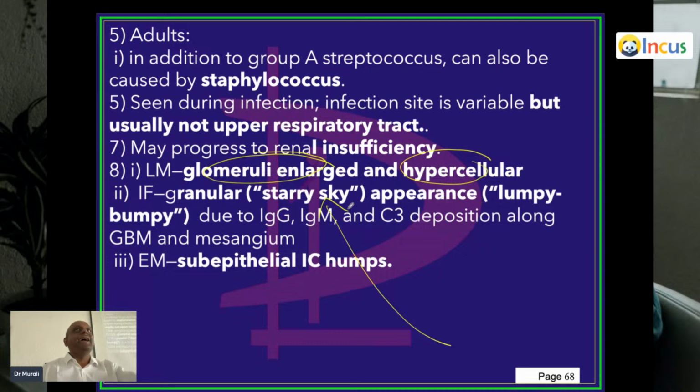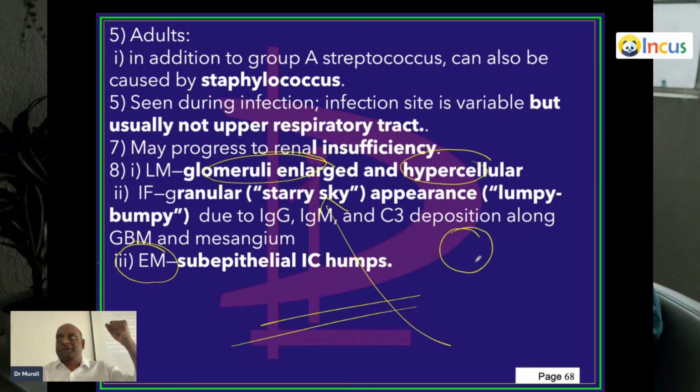Starry sky appearance. Because if you do immunofluorescence, it glows, and there is a lumpy, bumpy appearance of the glomerular basement membrane because of the immunoglobulins deposited. Which immunoglobulin? IgG, IgM and C3 deposition. Then if you do electron microscopy, right? The humps are typically formed where? Subepithelial.